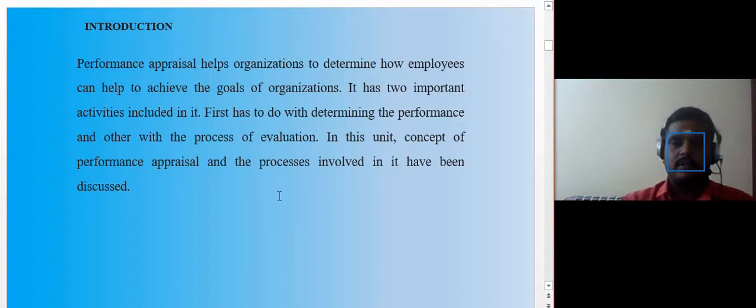Introduction. The performance appraisal helps the organization to determine how employees can help to achieve the goals of the organization. It has two important activities included in it. The first has to do with determining the performance, and the other with the process of evaluation. In this unit, the concept of performance appraisal and the process involved in it are discussed.